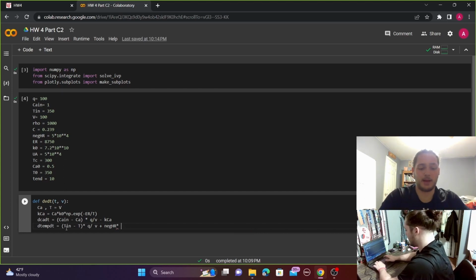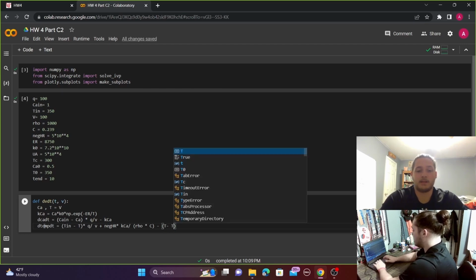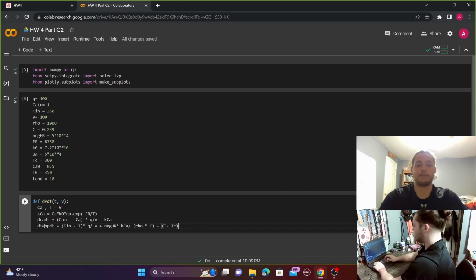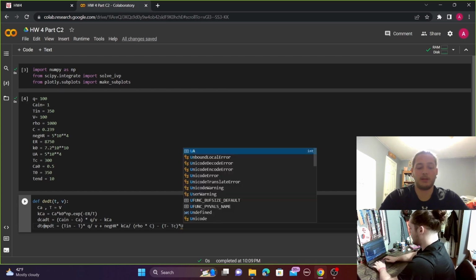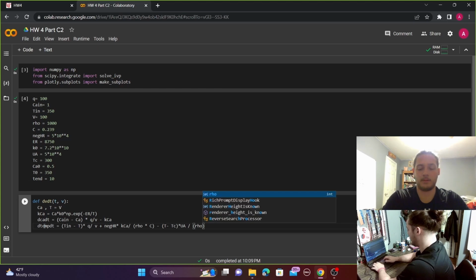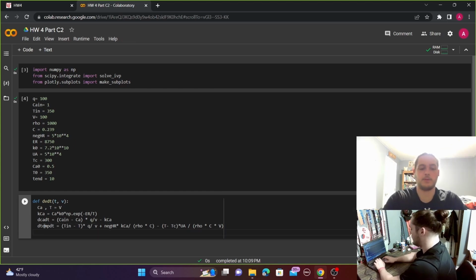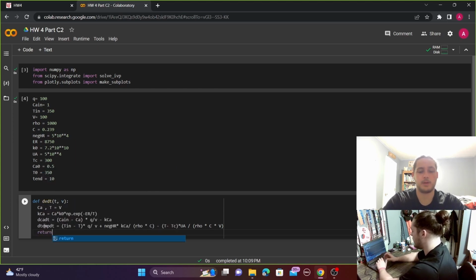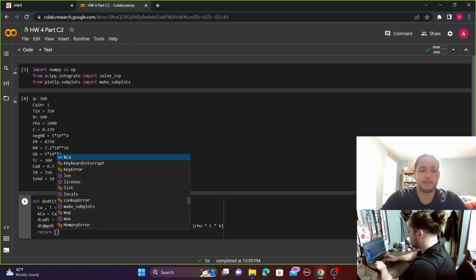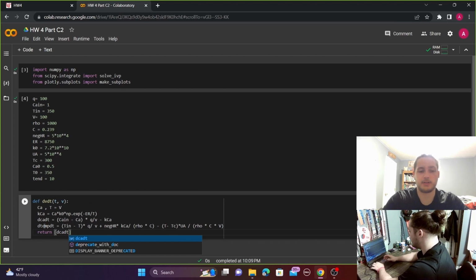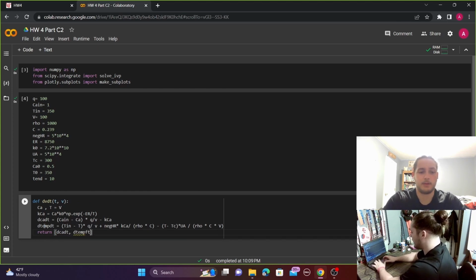That is then multiplied by the k CA and then divided by the density rho times C. That is then subtracted, and then we are going to subtract the temperature minus the temperature of our cooling jacket, or temperature jacket, and multiply by our thermal heat constant, UA, and then divide by rho times C times V. And then we are going to want to return the two differential balance equations, and those are dCA dt, the change in concentration, and the change in temp with respect to time.